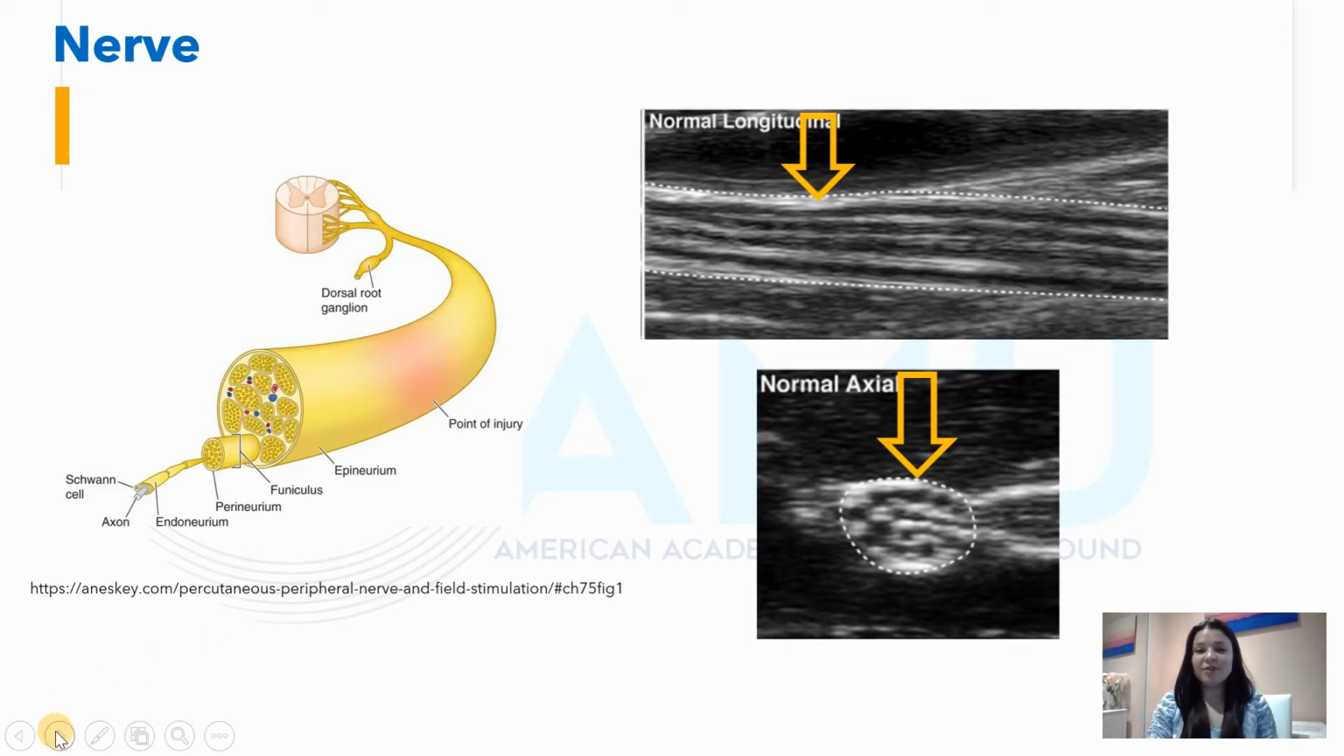So that was a brief introduction about neuro-MSK and the possible details that you can pick up using ultrasonography.